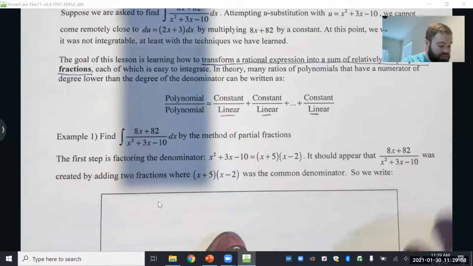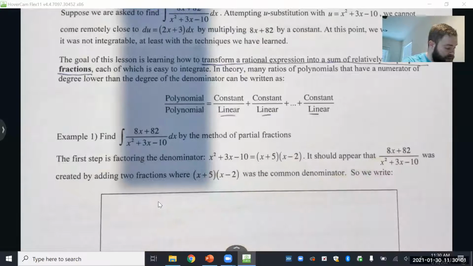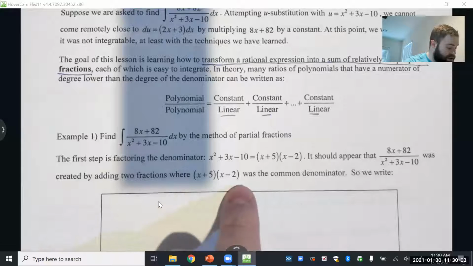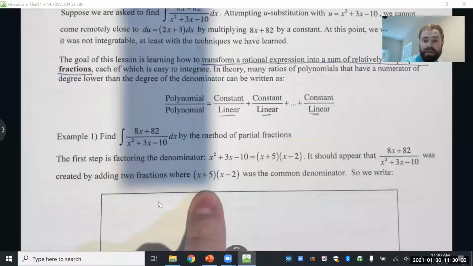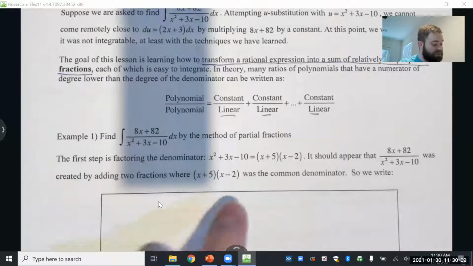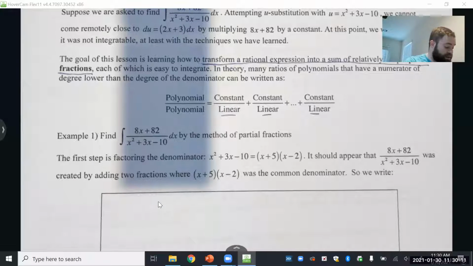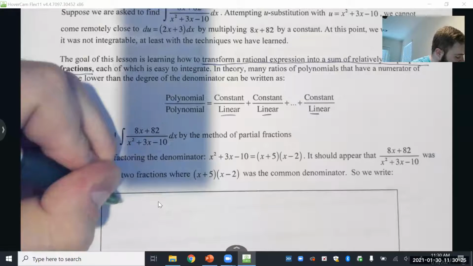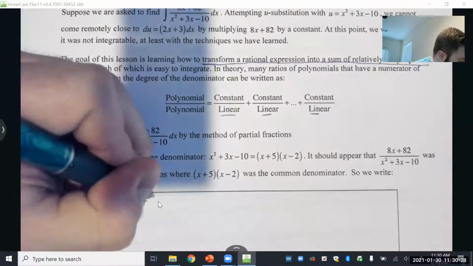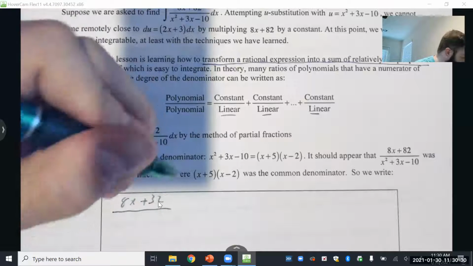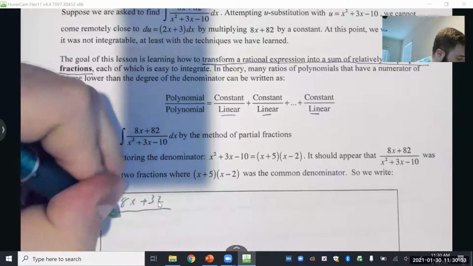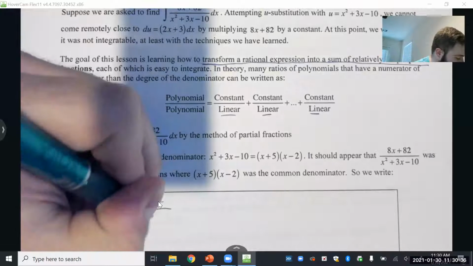And so it should appear that we end up getting this, and that was created by using two fractions where these two factors ended up being the common denominator. So that means we started off with 8x plus 32 over x plus 5 times x minus 2.